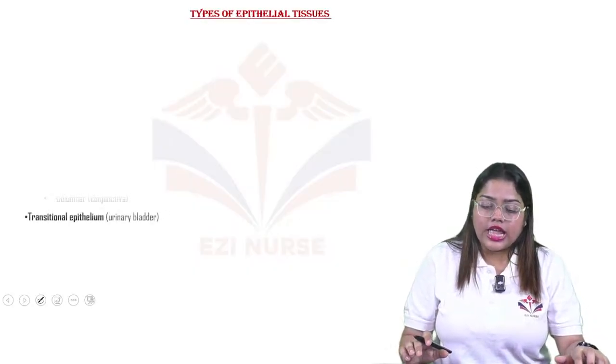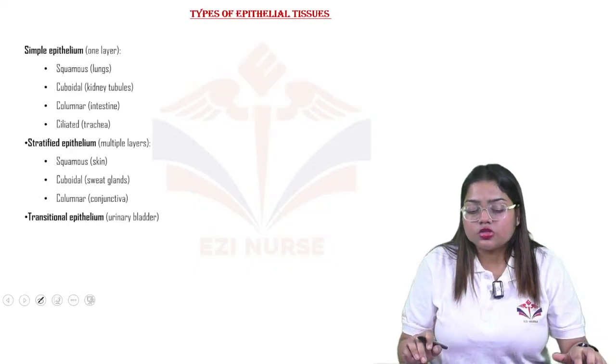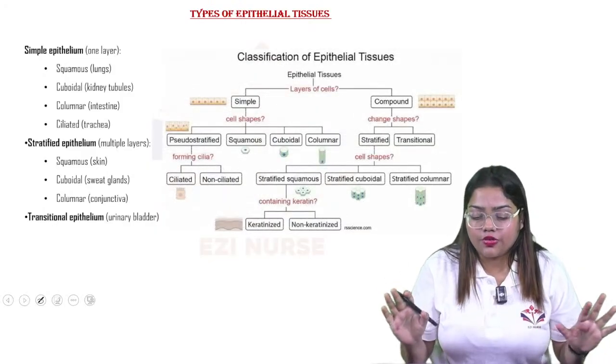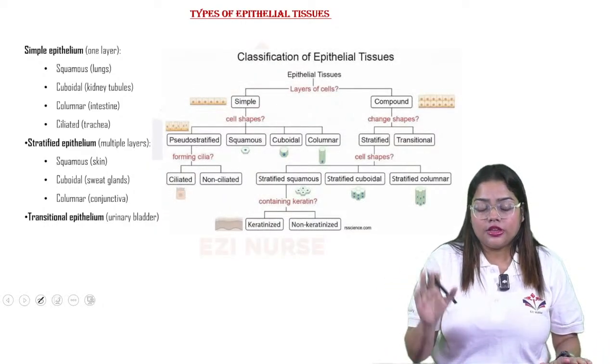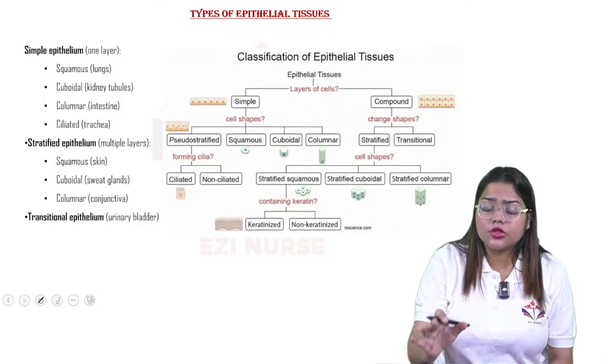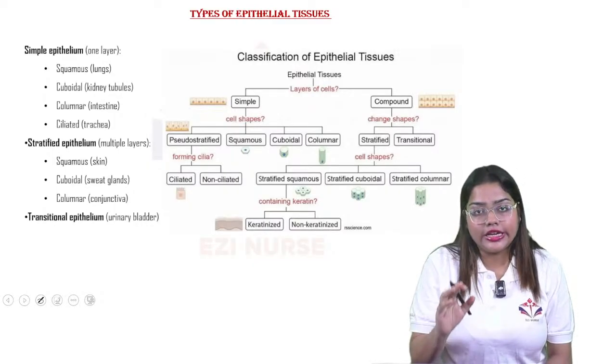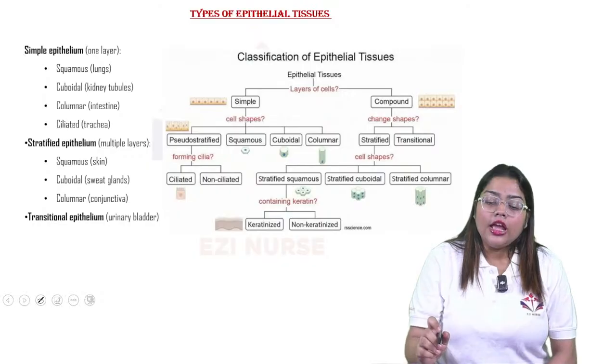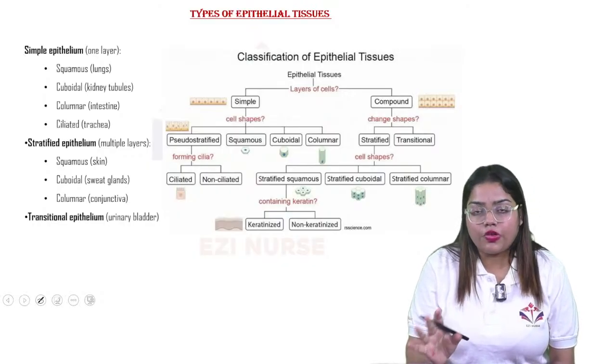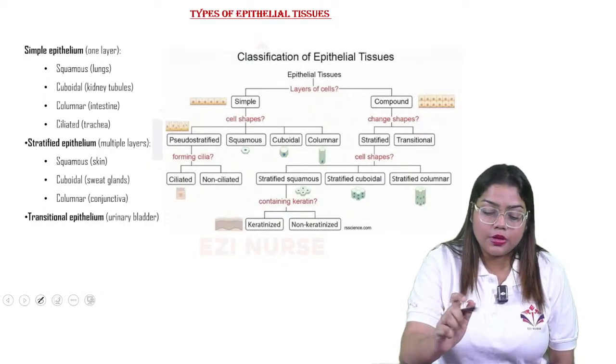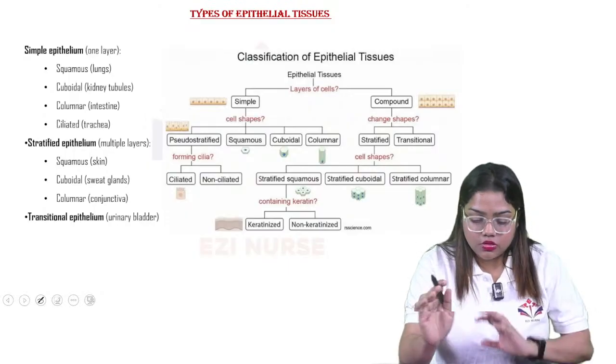Next, move on to the types of epithelial tissue. As we know, we have different types of tissue. In that, we'll discuss epithelial tissue. This question has come many times. In your exam it can come for 2, 5 or 10 marks. Anything can happen, so don't forget to check it out.